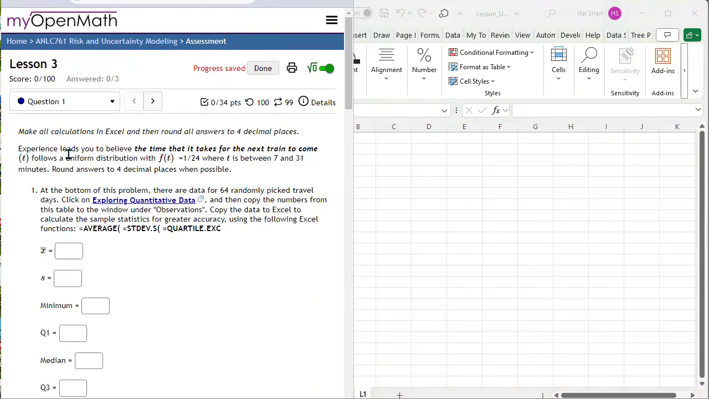In this problem, experience leads you to believe the time that it takes for the next train to come, T, follows a uniform distribution with probability distribution function f(t) = 1/24. T ranges from a minimum of 7 to a maximum of 31. Now notice that 31 minus 7 is 24, right?